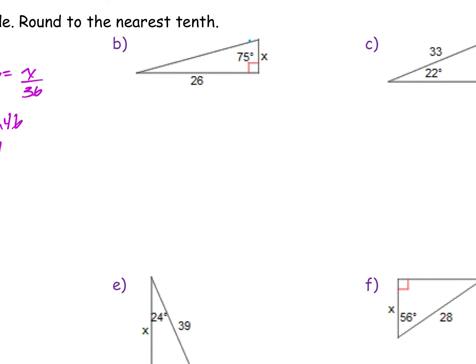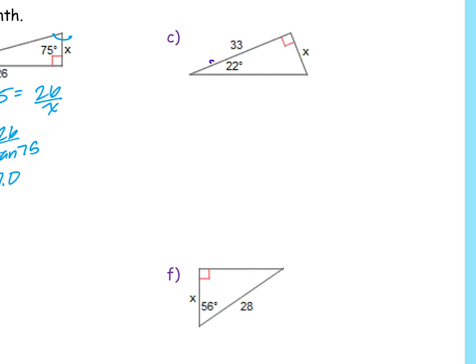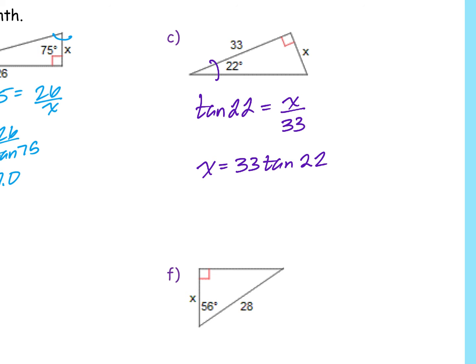On this one, it looks like it's tangent of 75 equals 26 over x. So x is going to equal 26 tangent of 75, which is approximately equal to 7.0. That was a fun one. Okay, again, this is tangent. So tangent of 22 is going to equal x over 33. So x is going to be equal to 33 tangent of 22, which should approximately be equal to 13.3.